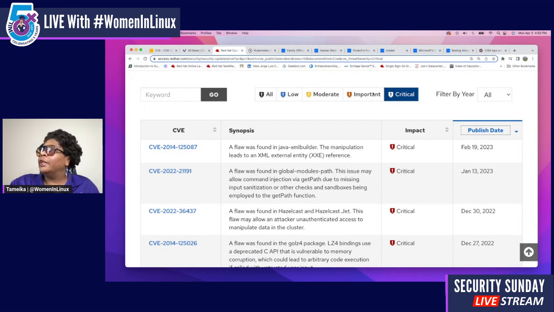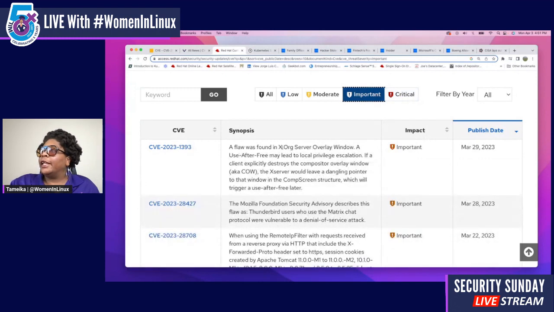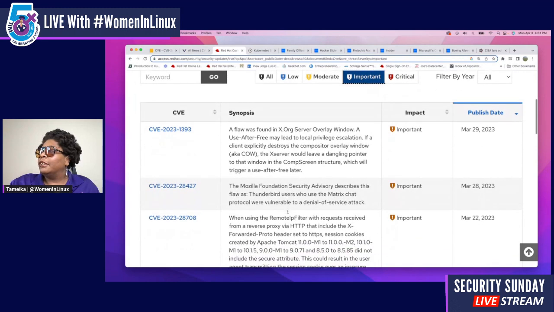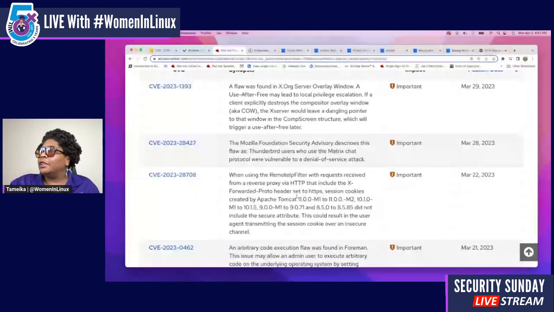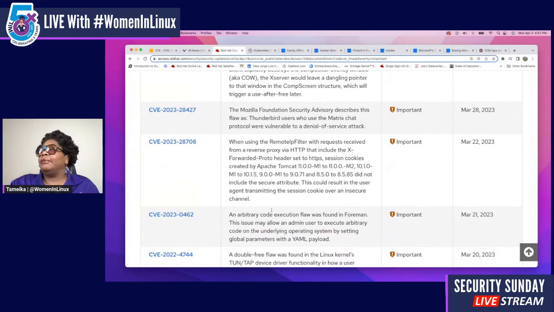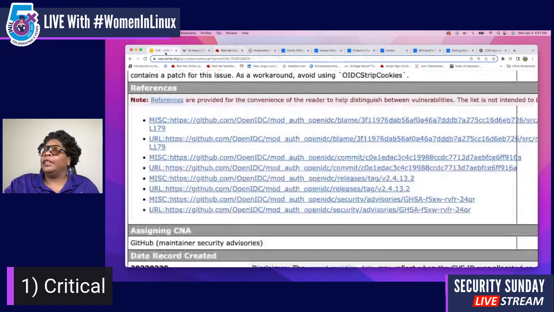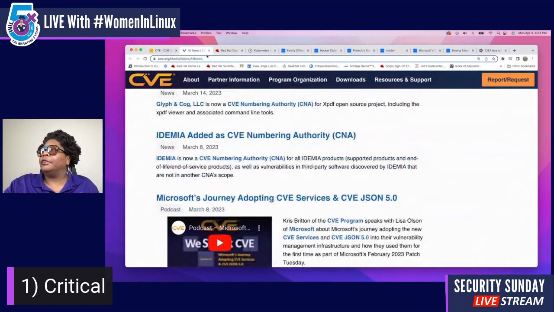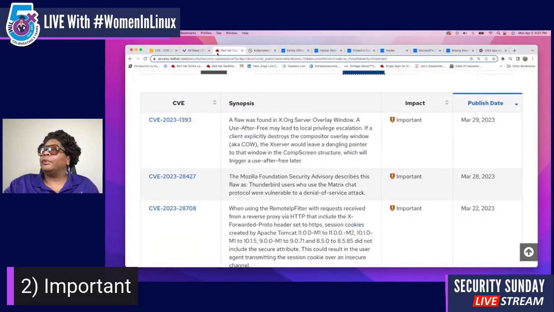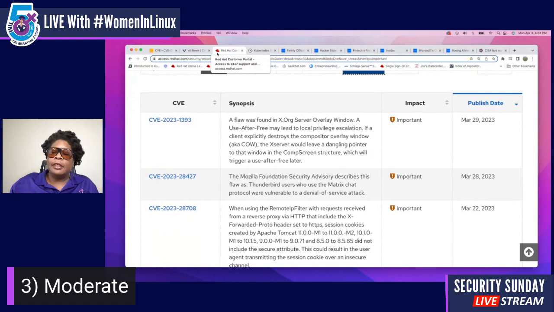That's on the critical. If we went over here to important, we have one for x.org. You have one from the Mozilla. You have one for remote filter and so forth. And you can take these CVE IDs and plug them into the CVE website here and get that information. All right. So that's I showed you the CVE database.